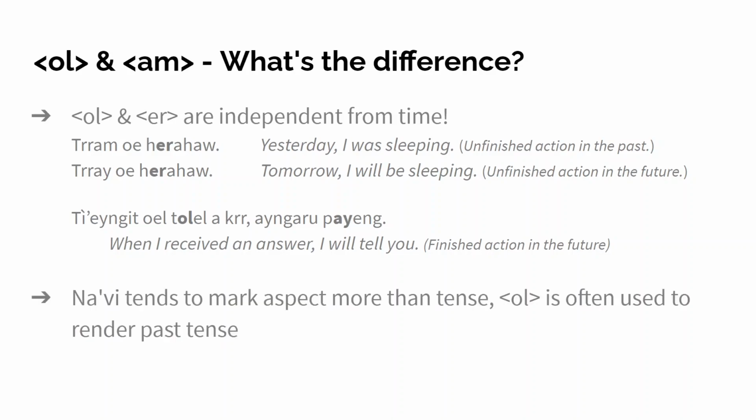But Natvi tends to mark aspect, so if something is finished or unfinished, more than tense. And ol is very often used to render a past tense, which is why many people often forget that it actually doesn't need to be in the past. So this is the difference between ol and am. Ol only says that something is finished. It can be in the future, it can be in the past, mostly it's in the past. Am only says that something is in the past, so it only puts the event on a timeline in the past. Same for i and ir, they only put an event on the timeline in the future.